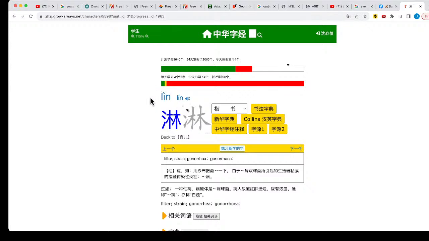And then another pronunciation called 令. 令 means filter, strain. For example, 用纱布把药淋一下. That means you're making some kind of medicine and you want to drain the water out, so you can use cotton gauze to filter it out. So it's called a 淋.